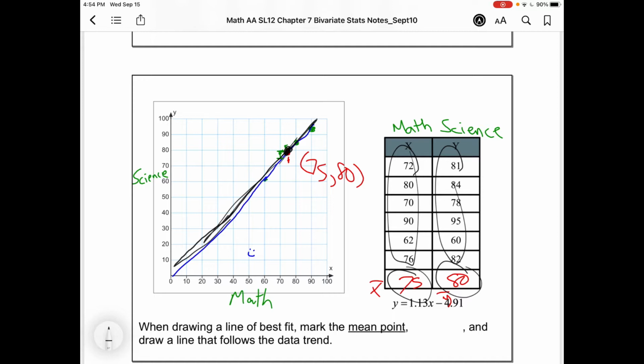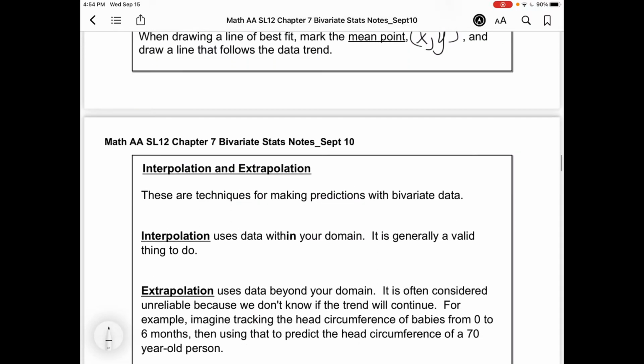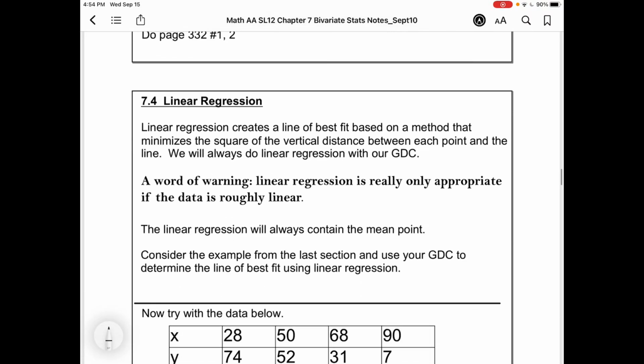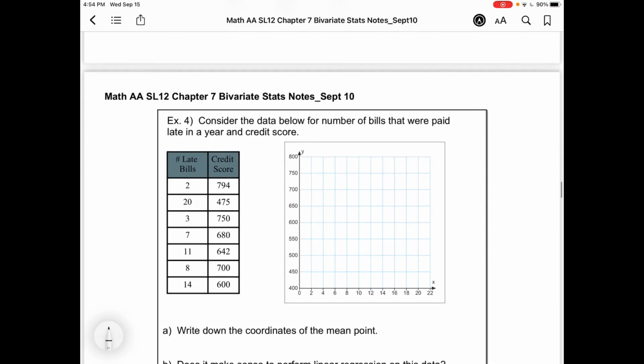When drawing a line of best fit, we want the mean point, which is x bar, y bar. And then we just try and follow the contour of the data trend. And that led us to think about, well, how could you computationally come up with, say, the best possible line of best fit? And one technique is called linear regression or least squares regression. And that's kind of where we left it.